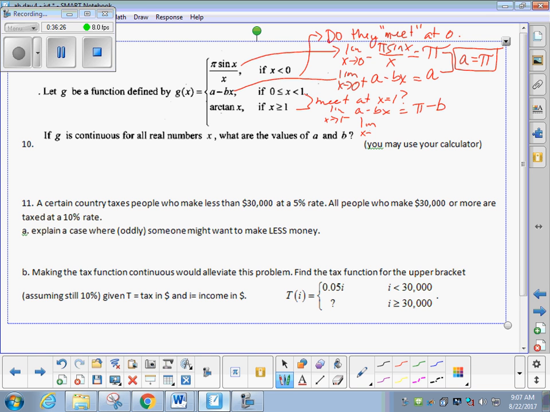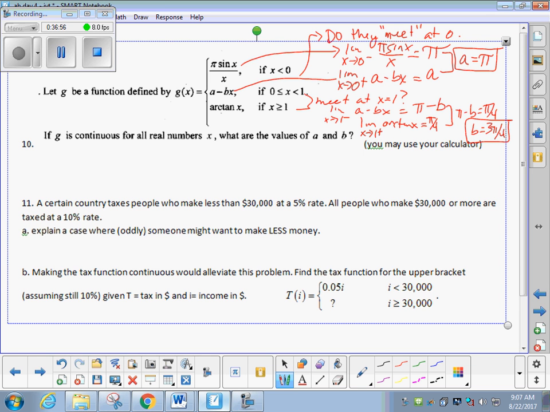The limit as x approaches 1 from the right is arctangent. Direct substitution, arctangent of 1. That means at what angle is tangent 1? And that is pi over 4, yeah? Now, if these two meet, then pi minus b needs to equal pi over 4. What is b then? 3/4 pi.